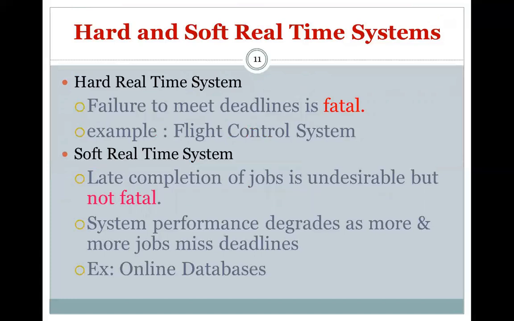There are two types of real-time systems, that is hard and soft real-time systems. Hard real-time system, in which failure to meet deadlines is fatal. As an example, flight control system. The other one is soft real-time system. Late completion of jobs is undesirable but not fatal. System performance degrades as more and more jobs miss deadlines. As an example, online database.